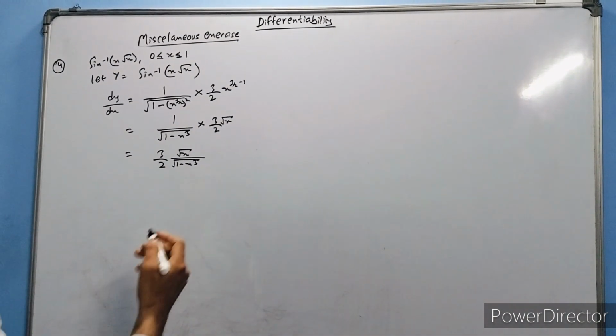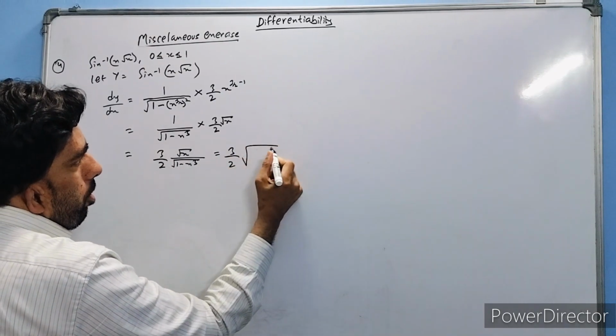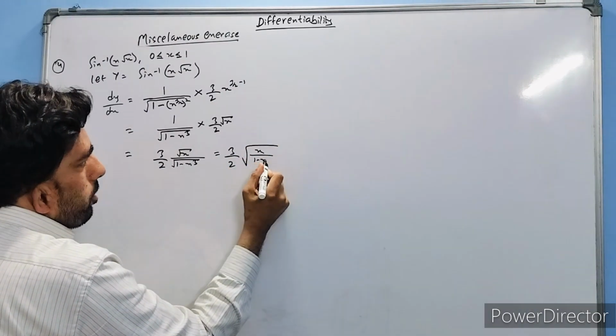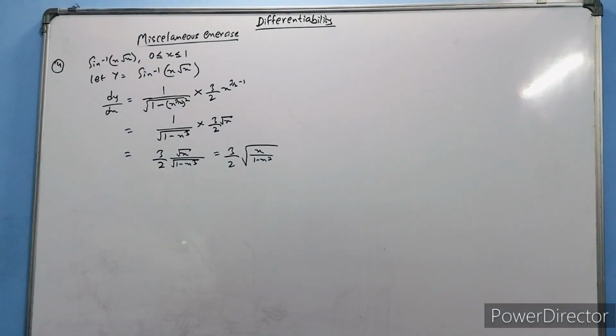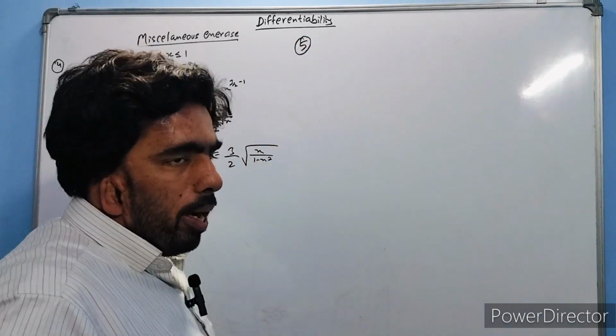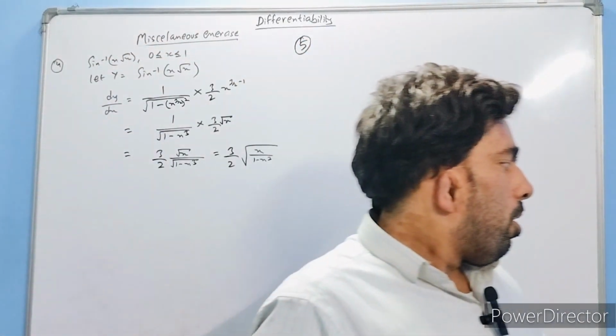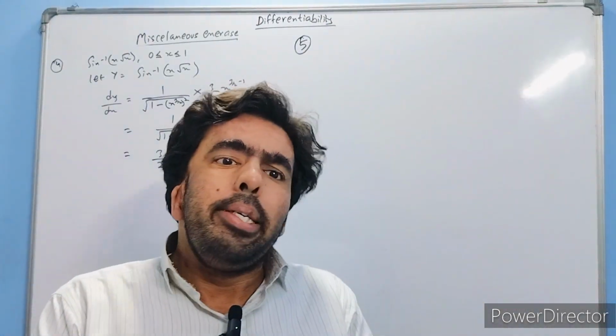So the result here is 3 by 2 root x upon 1 minus x cube. Okay, so that is how we try to differentiate the given function. Now let us try to solve the fifth one. We'll try to solve each and every question from this miscellaneous exercise, so it becomes easier for you.